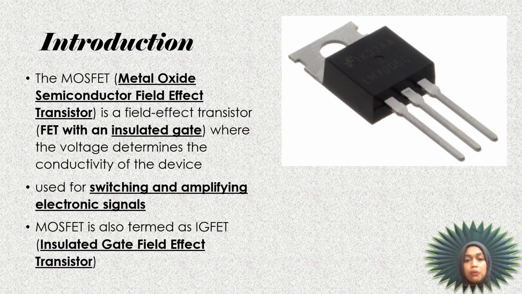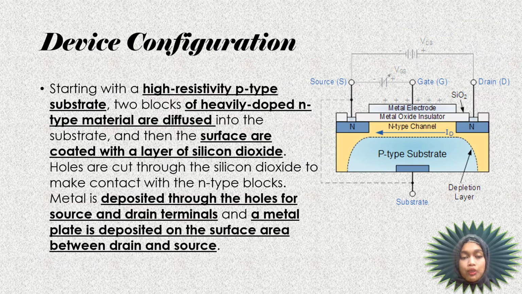MOSFET is the most common transistor compared to BJT, bipolar junction transistor, and it can be used in both analog and digital circuits. MOSFET has a three-layer structure of P and N-type semiconductor.